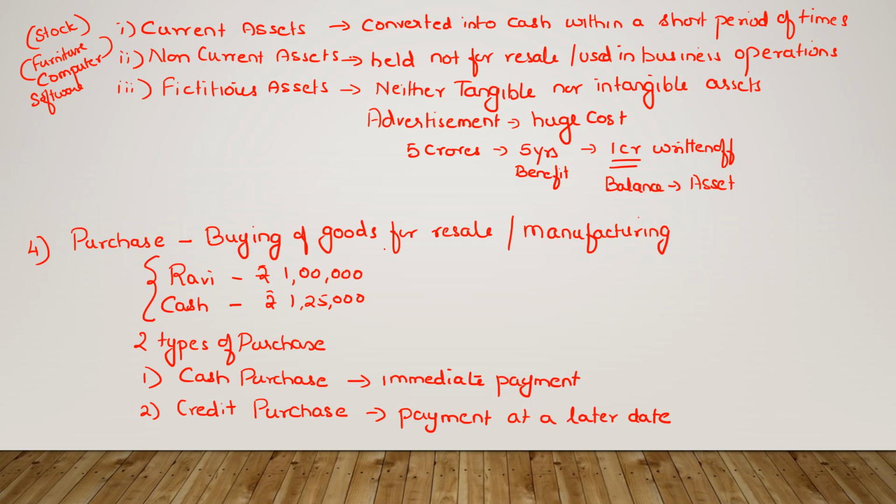When it is purchased for reselling or for manufacturing purpose, then that type of transaction we call as purchase. And there are two types of purchase, cash and credit purchase. Now further, the next term that I will be discussing with you is the term creditor.